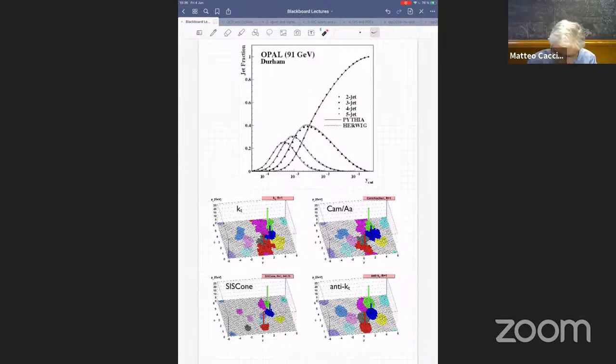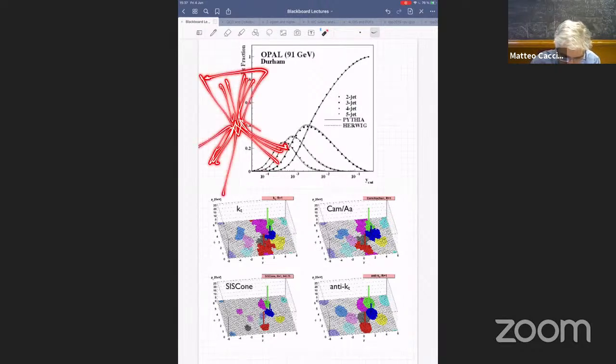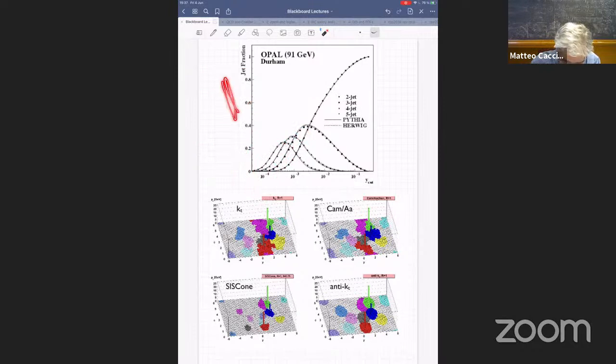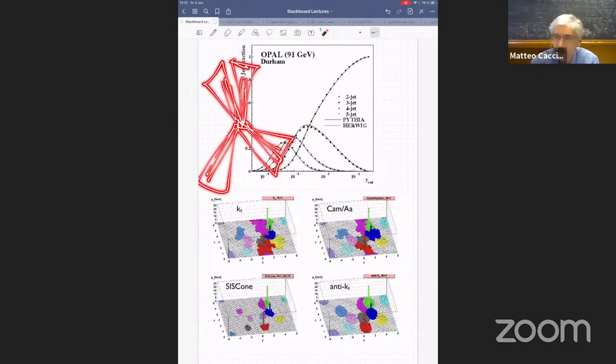So you see that as you reduce the value of y cut, the cross-section for a larger number of jets increases because your resolution becomes finer and finer. So it's the equivalent of having an event like this, let's say. If your resolution is something like this, then this is a three-jet event. But if your resolution is smaller, let me rewrite this, if it is something like this, this becomes a four-jet event.